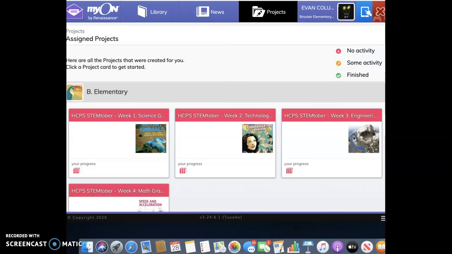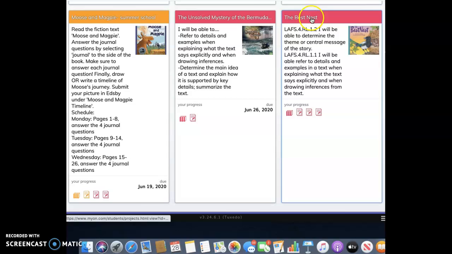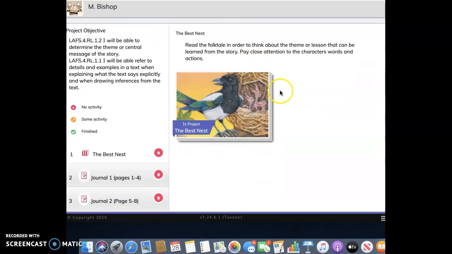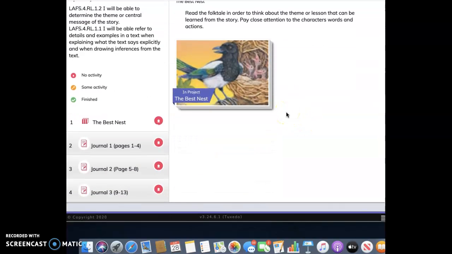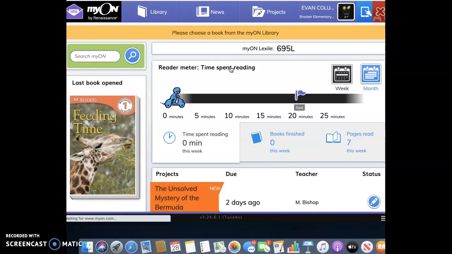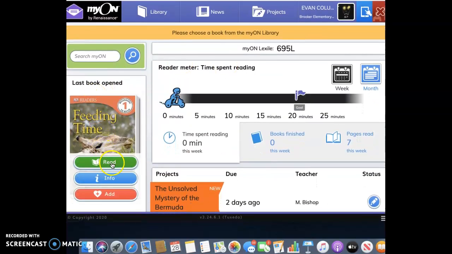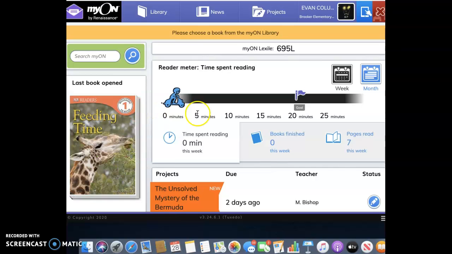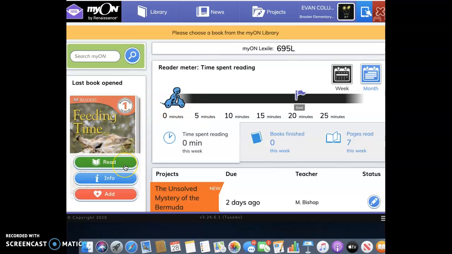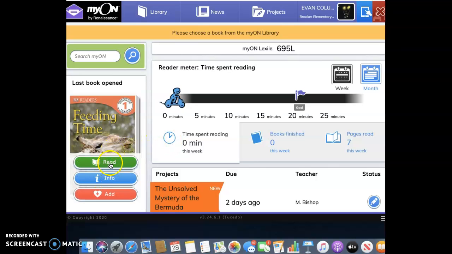All right, I'm going to go over to our projects. So the project we're going to be doing this week is called The Best Nest. So I'm going to tell you before we start that I believe Mayan is acting up right now because it's not letting me actually open the story. And if that happens tomorrow, we'll have to come up with a different game plan for how we're going to complete this project. I might have to assign a different book and different questions. So we'll just play it by ear tomorrow. Hopefully Mayan won't be acting up because I was able to open the story earlier tonight.